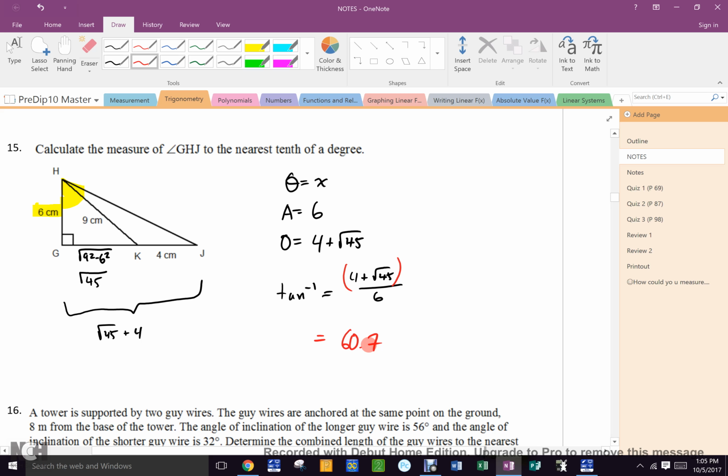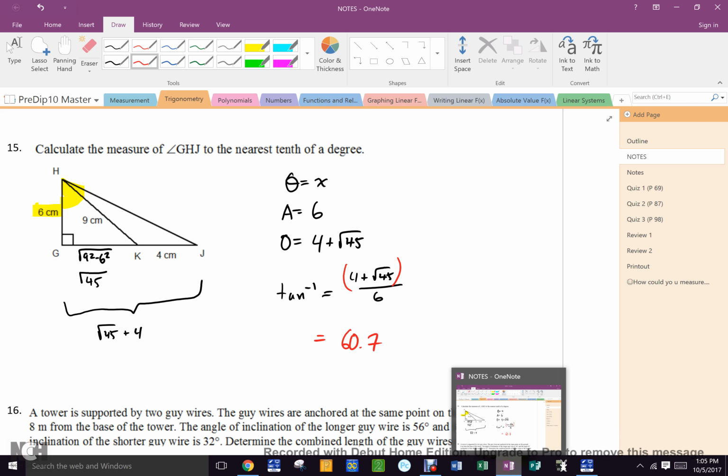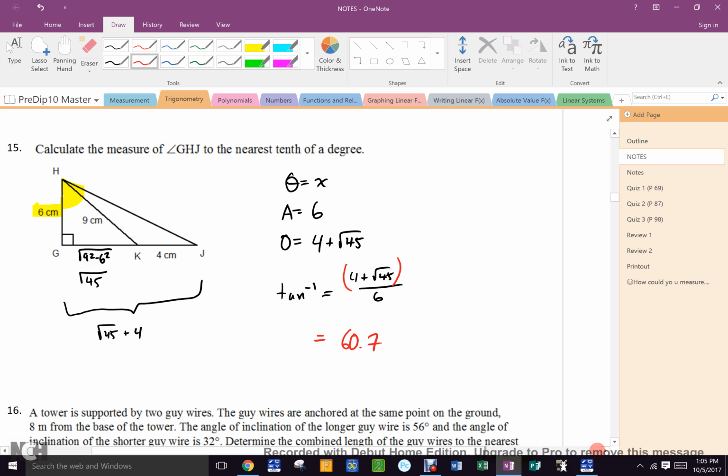I did shift tan because I have a forward calculator. Bracket 4 plus root 45, close brackets. Oh, you needed two brackets, sorry. Okay, so you go shift tan, and then put another bracket. You need another bracket, like that. And then 4 plus root 45, close brackets, divided by 6, then close brackets again.